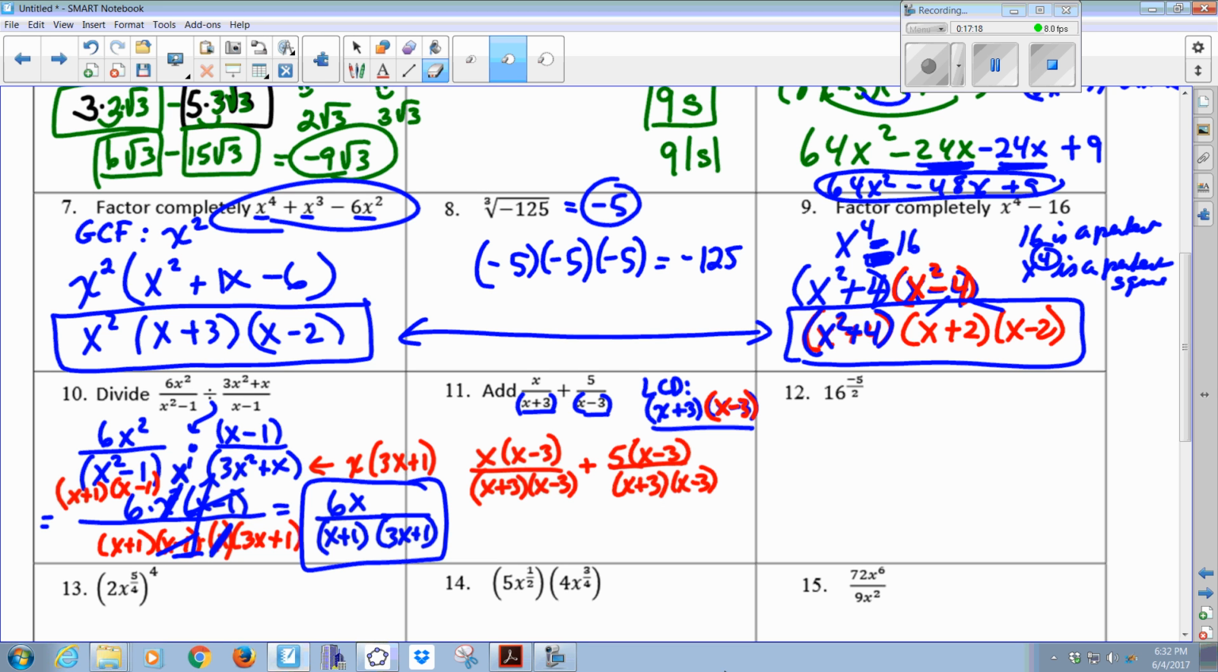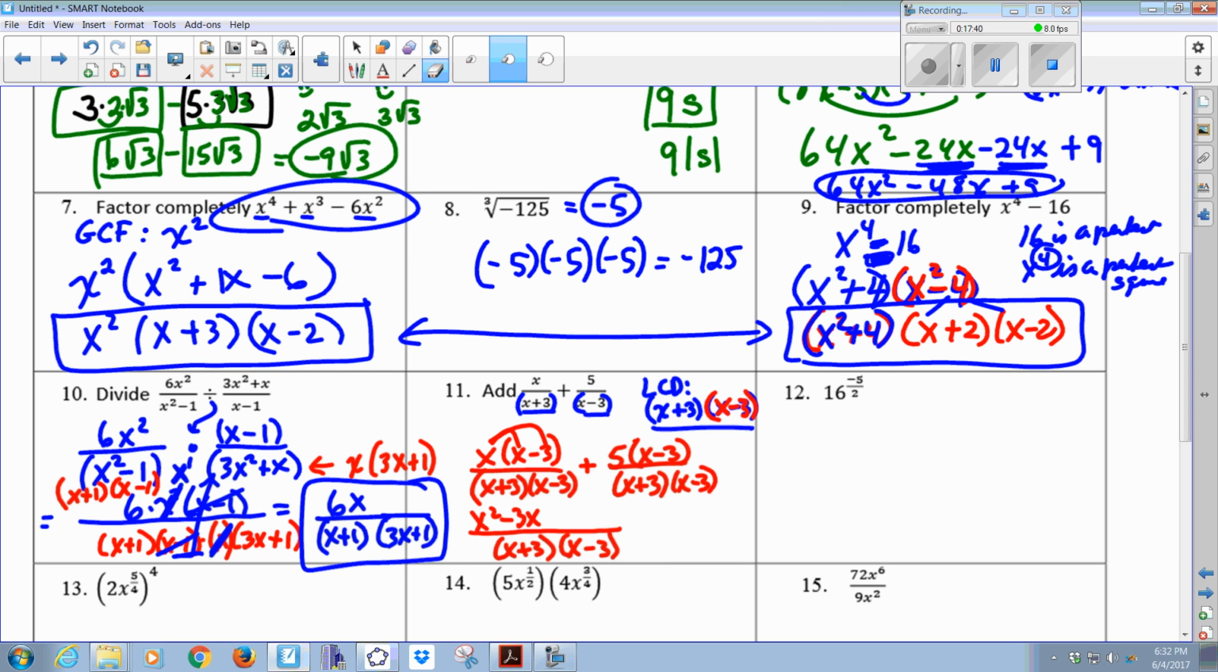So at this point, I just put one big long fraction bar. I put my least common denominator with my two factors in the bottom. And now I look at multiplying each of the tops. X times x is x squared. X times negative 3 is minus 3x.